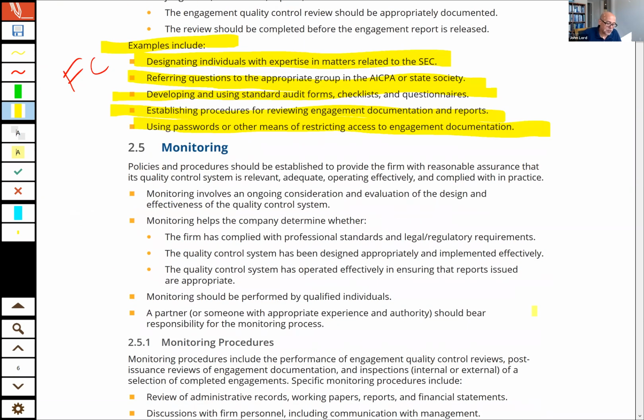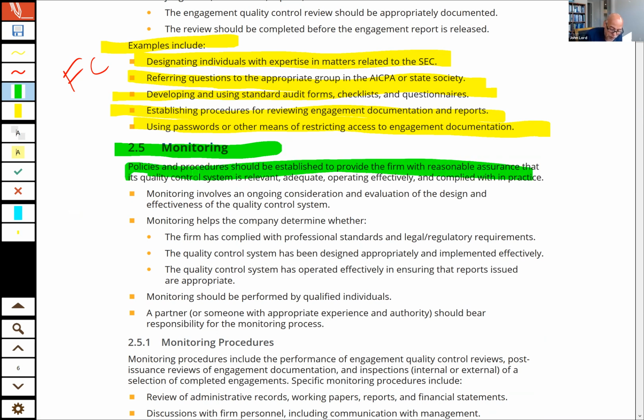Okay. Now we have this quality control system that we put in place, but we just don't put it in place and say, there, it works, and assume it works. We have to monitor it to see that it is indeed achieving the objectives of the quality control system. So in other words, is it operating effectively? Now, the key thing down here is you make sure that that monitoring is being done at a high level. A partner, someone at a high level, is the one that's going to be monitoring that quality control system and ensuring that it's working the way it's supposed to.